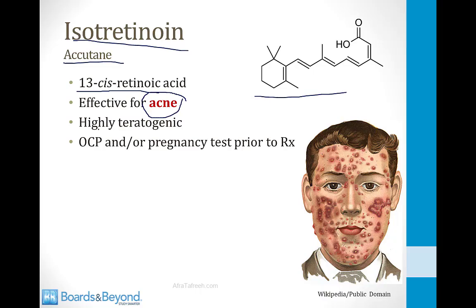The problem is it's highly teratogenic, so women who are taking this, who are of childbearing age, usually need to be placed on oral contraceptive pills so they don't have an accidental pregnancy, and often they are also pregnancy tested prior to beginning therapy.